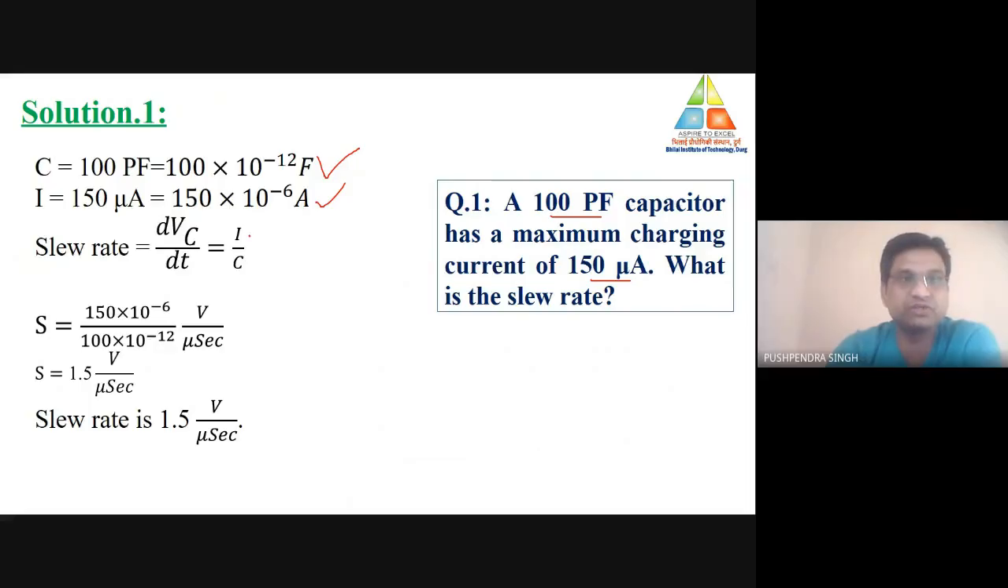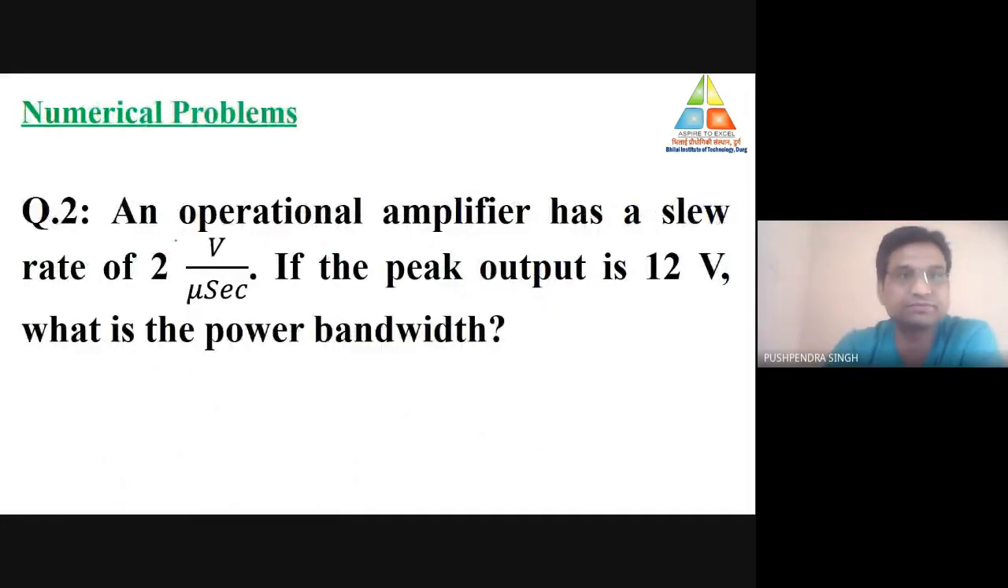So what is slew rate? Slew rate is nothing but I divided by C. Let's substitute the value of I and C. From there, what is the value of slew rate? Slew rate is nothing but 1.5 volts per microsecond. So this is how we can calculate the value of slew rate when the question is given in terms of current and capacitance. Now question number 2.